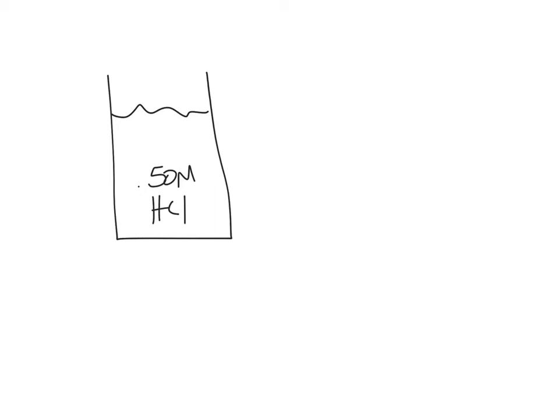Hey everybody, this video lesson is going to take us through calculations involving pH and pOH. We're going to begin with this example of a beaker full of 0.50 molar HCl. Now HCl is a strong acid, and it's assumed that if you have 0.50 molar HCl in the beaker, then you have 0.50 molar H plus ions.